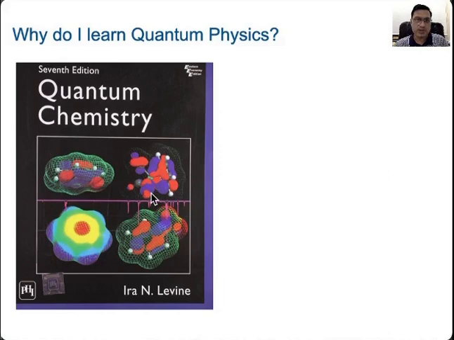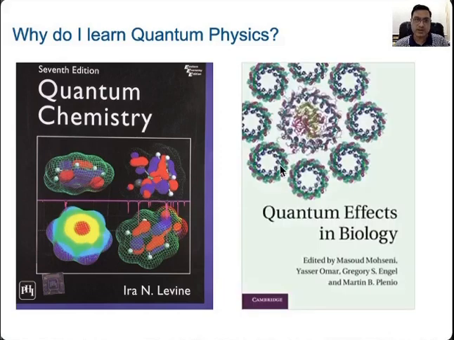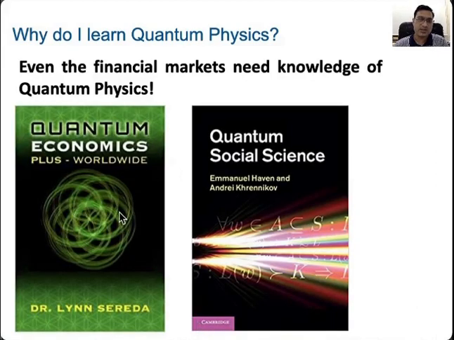And if you go from chemistry to even biology, where quantum effects play a very critical role, these are the routine textbooks in their respective fields. Now, even quantum physics is very applicable to finance and markets. So these are some of the textbooks that I have taken to illustrate to you the power of quantum physics in economics and social sciences. And these are the textbooks on quantum economics, quantum social sciences, and so on.